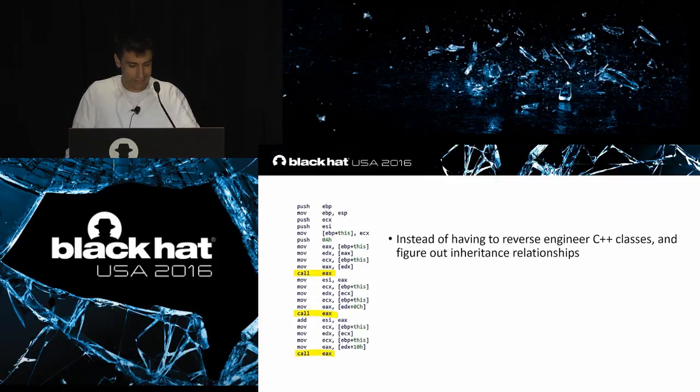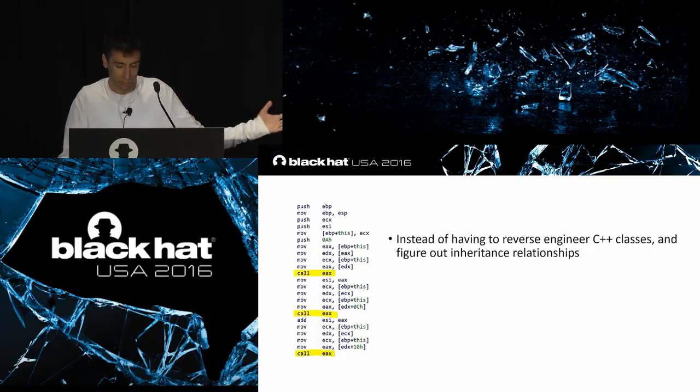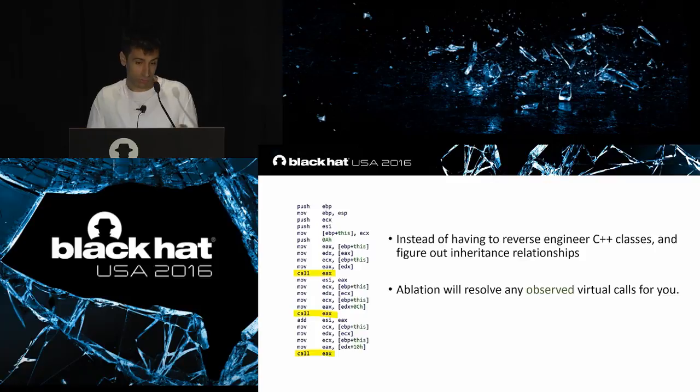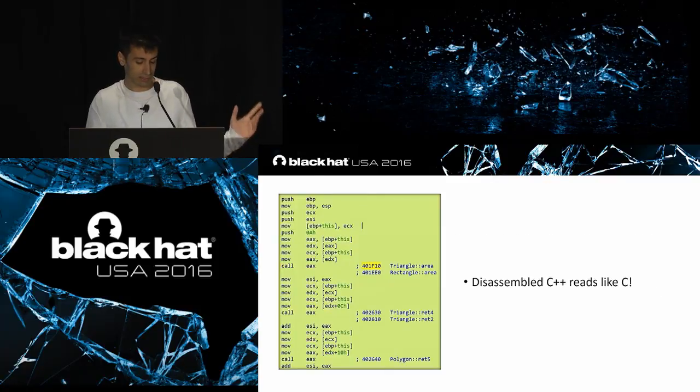So looking at this slide, can anyone have a clue what this does? I don't. But you could probably go through, reverse the class structure, and figure it out. Or using Ablation, you can really quickly resolve those calls, and then it looks something like this. Well, now we have some context. We kind of have an idea of what it does. It's dealing with polygons and triangles, rectangles, etc., but we're dealing with shapes there.